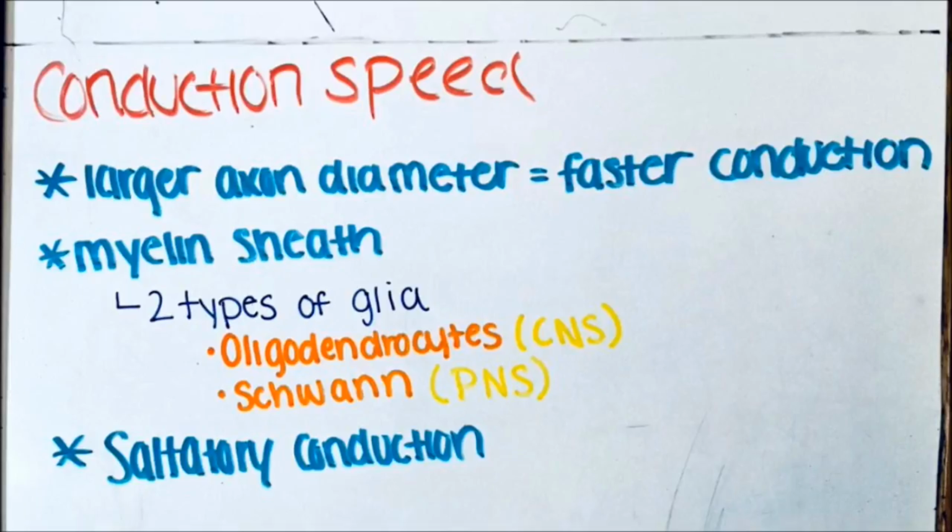Myelin sheaths are produced by 2 types of glia. The first is known as an oligodendrocyte, and it is found in the CNS. The second is a Schwann cell, and it's found in the PNS. During development, specialized glia wrap axons in many layers of the membrane. These layers are mostly lipid, which is a poor conductor of electrical currents.